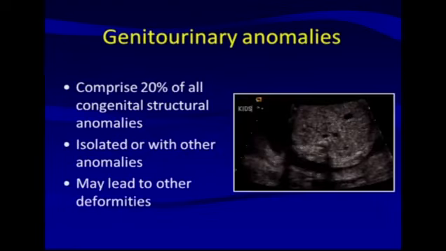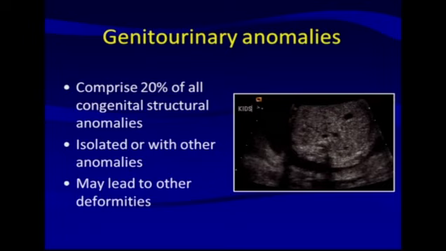Genitourinary abnormalities comprise about 20% of all congenital structural anomalies, and the majority of these congenital anomalies in the GU tract can be detected prenatally in approximately 80 to 85% of cases. It's important to make the diagnosis prenatally because this will permit antenatal counseling as well as prompt postnatal evaluation and treatment, thereby avoiding therapeutic delays that may potentially result in loss of renal function.